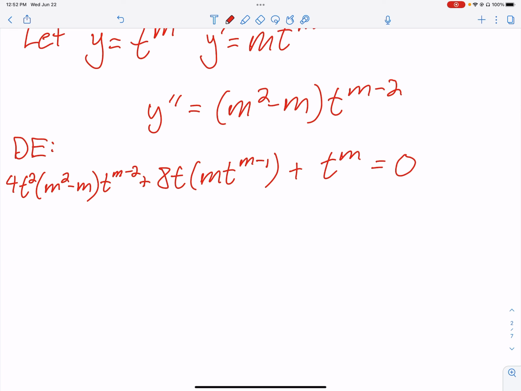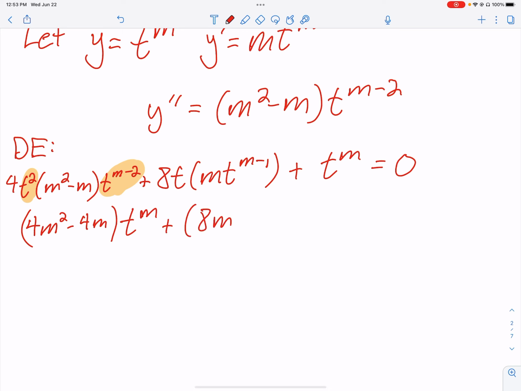We multiply here, and you're going to see this thing happens every time. The 4 goes through, so I'm going to do 4m squared minus 4m, and I'm going to throw that in parentheses, and I'm going to multiply this t squared times t to the m minus 2. This leaves me with just a t to the m. The 2 and minus 2 add together to get me a 0. Same thing here. I get 8m times t to the m. And then this last one, I like to put a 1 here. It helps me not forget it.